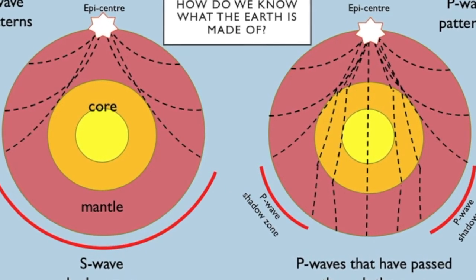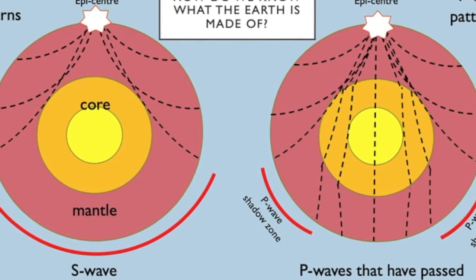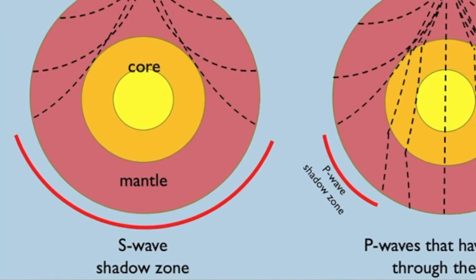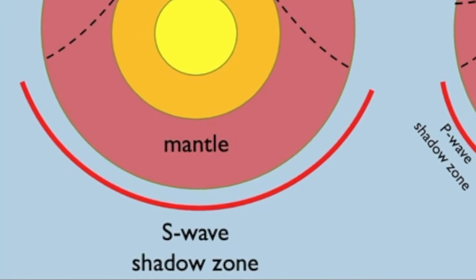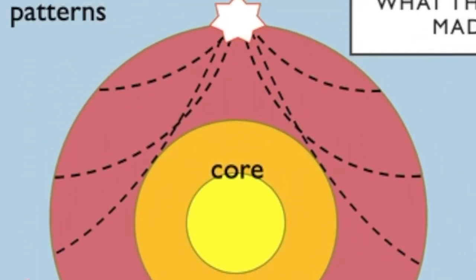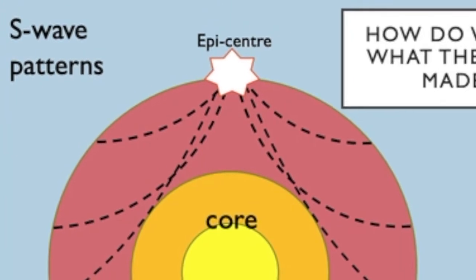But what they detect is that there are certain places that waves of certain types don't fall. These are called shadow regions. Both sets of waves seem to curve towards the surface. This is because their speed changes with depth.